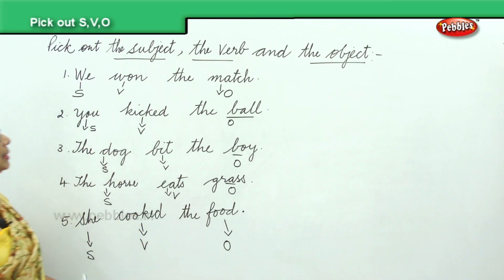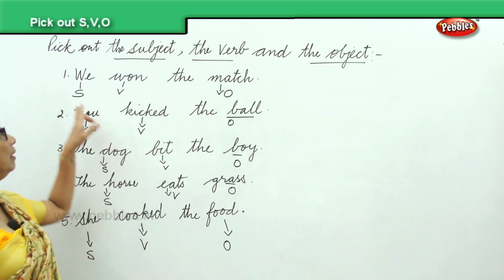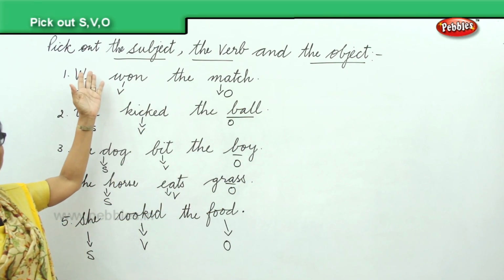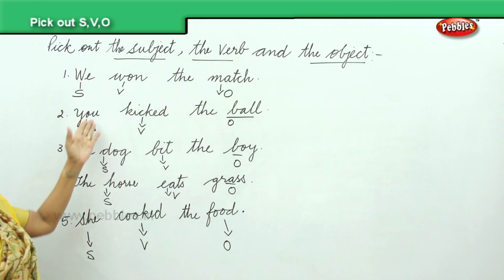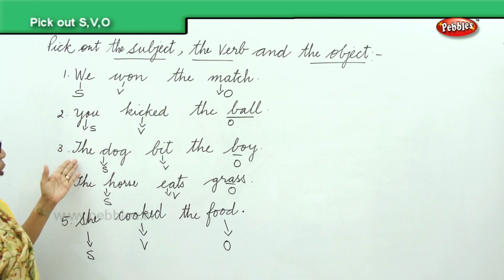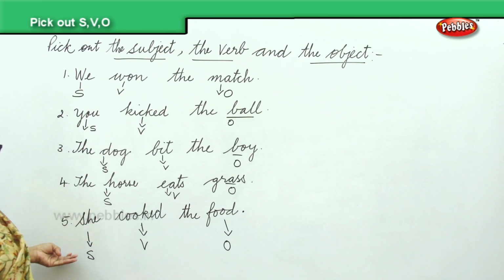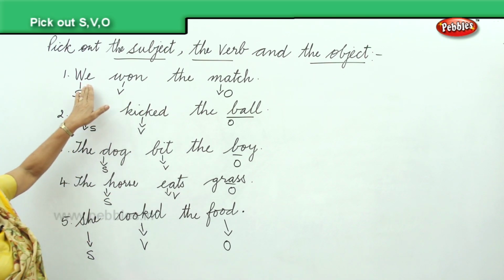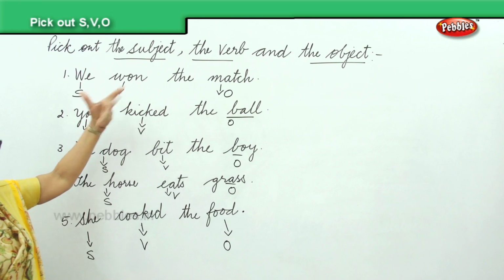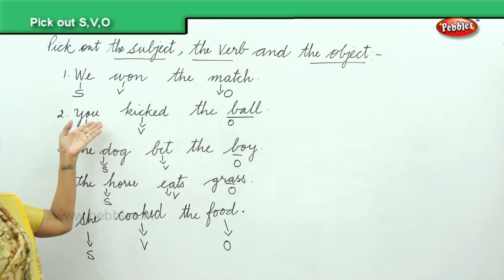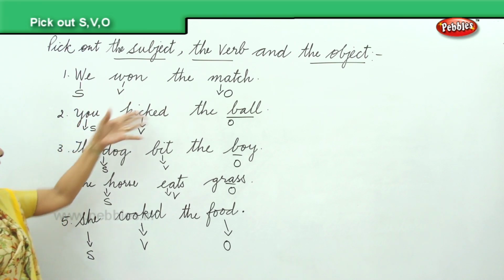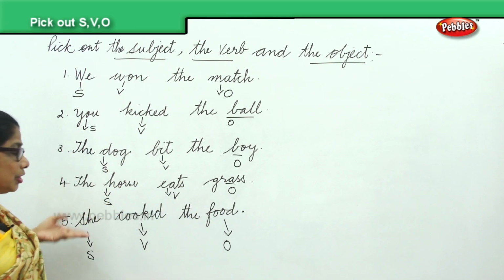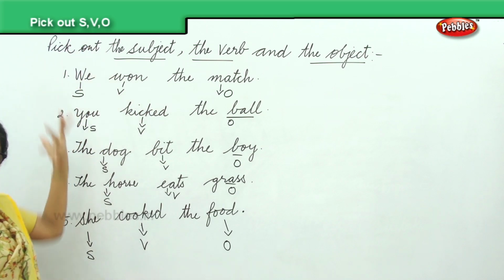Now look at all the sentences. The sentences begin with a capital letter, end with a full stop. Every sentence has a subject. We, you, dog, horse, and she. They are all the subjects. They are all doing some action. They are playing a game. They are winning. You, the subject, doing, kicking, the dog biting, the horse eating, she cooking. Action is being done by the subject.